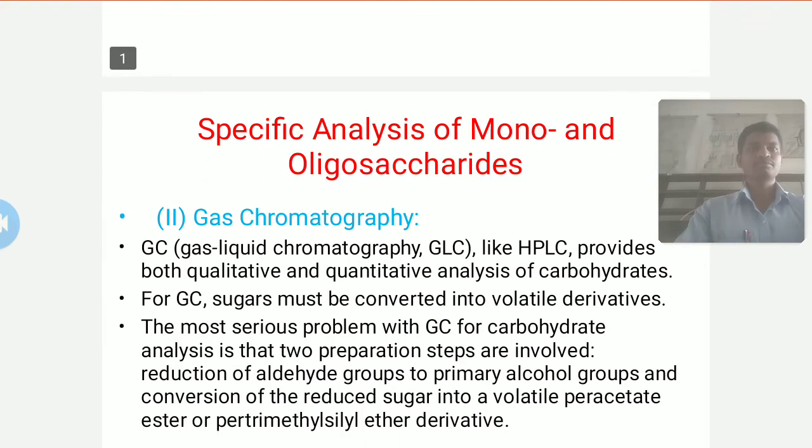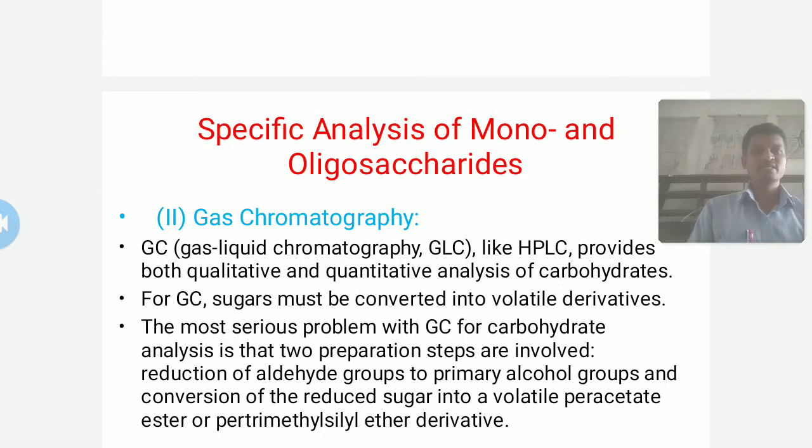Now, the specific analysis of mono and oligosaccharides. Last time we discussed the HPLC methods and different stationary phases as well as detectors which are used in the HPLC analysis of mono and oligosaccharides found in food samples. Today our topic is analysis by the use of gas chromatography, or gas liquid chromatography, let us say.